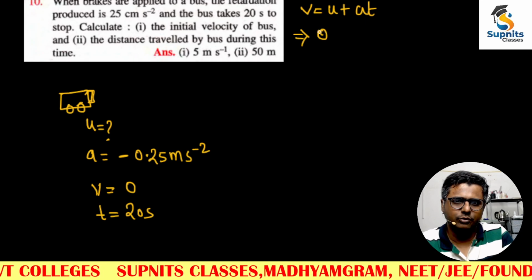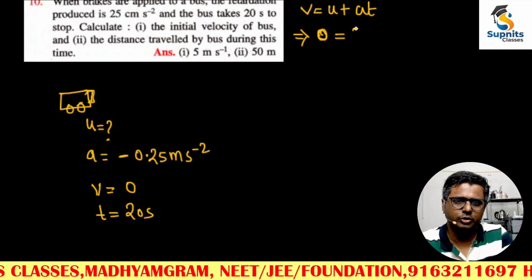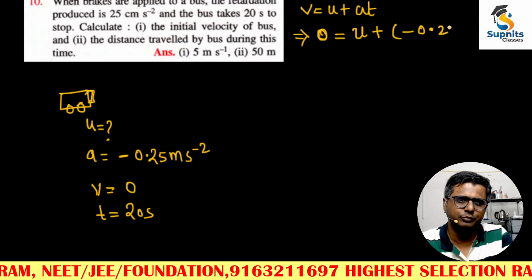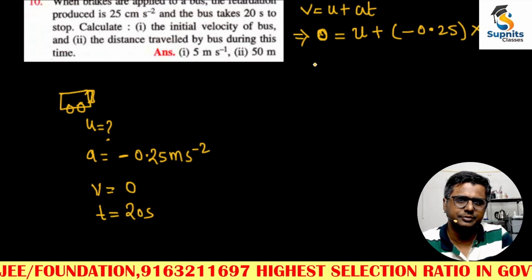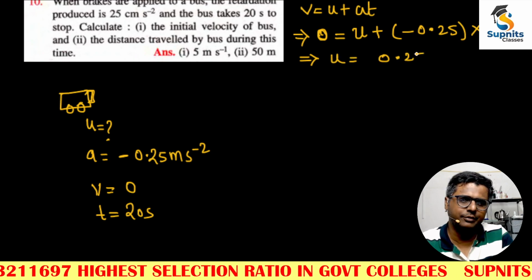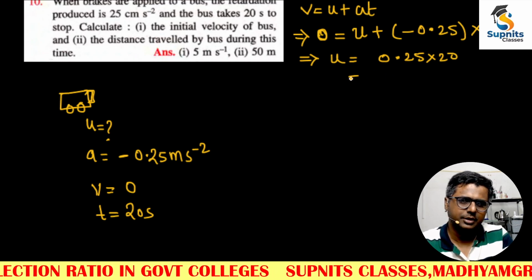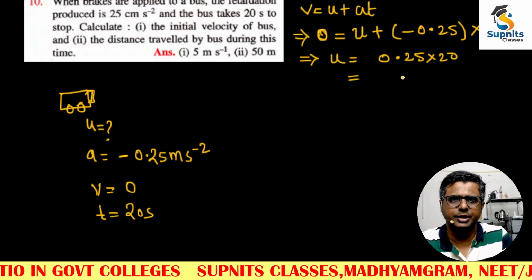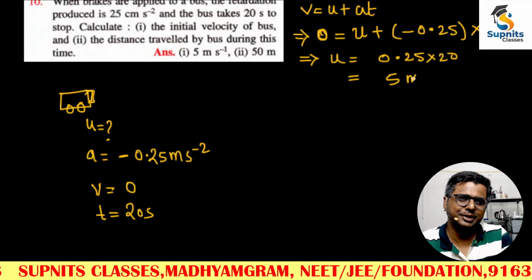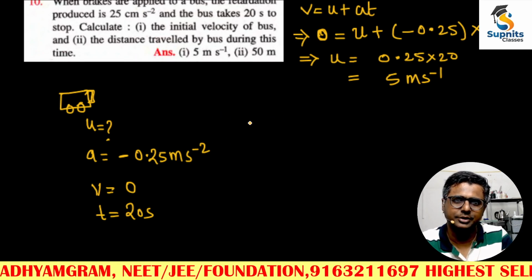What is V? 0. What is U? Not known. Plus AT. A is minus 0.25 and time is 20. So U will be 0.25 into 20. This one when it comes to this side will be positive. So 25 into 20 is equal to 500. Two digits after the point, so it will be 5 meter per second. Okay? I'm trying a bit of Hindi nowadays.